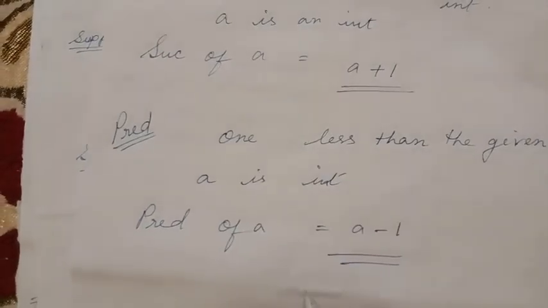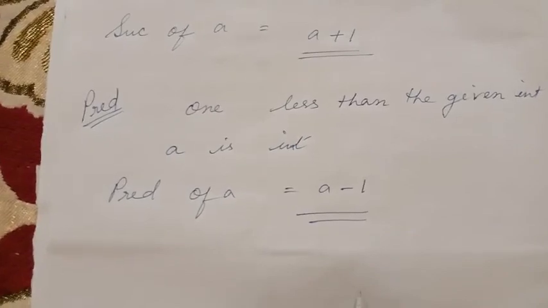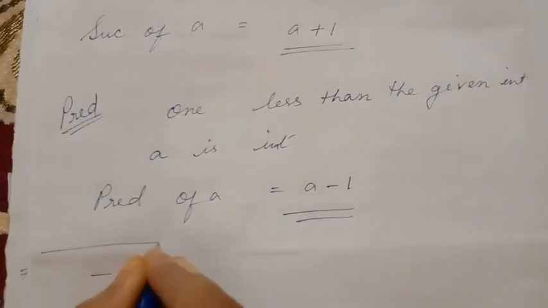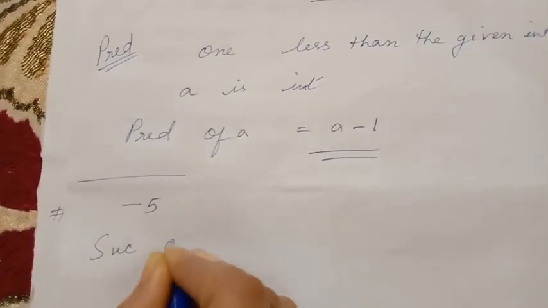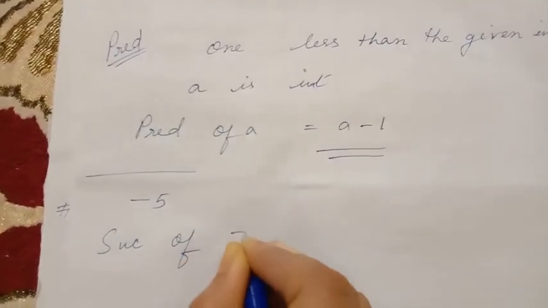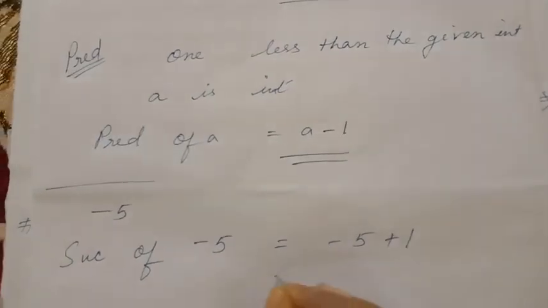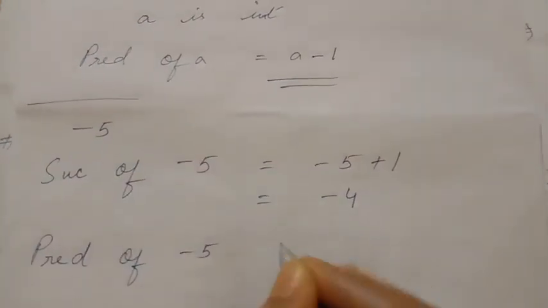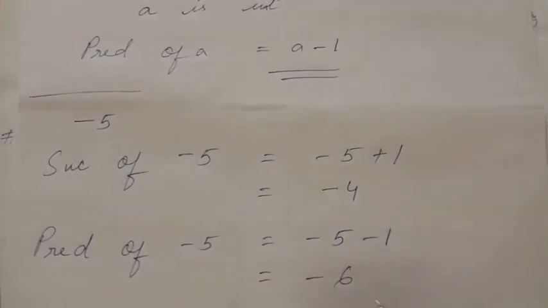So if you are told to find out the successor and predecessor of -5, successor of -5 equals -5 plus 1, that is -4, and same way predecessor of -5 equals -5 minus 1, that is -6.